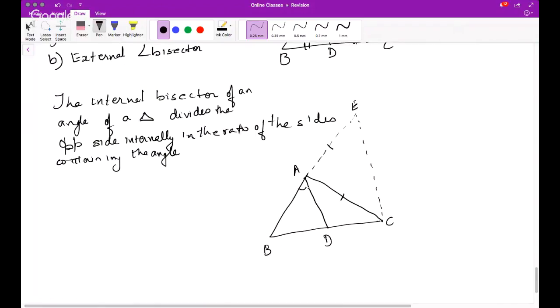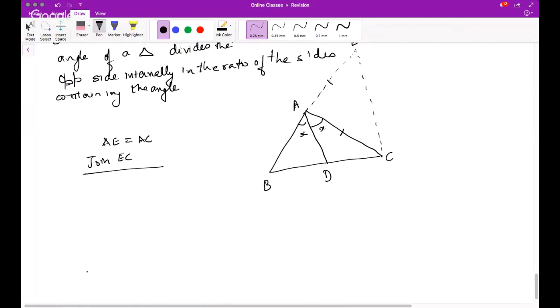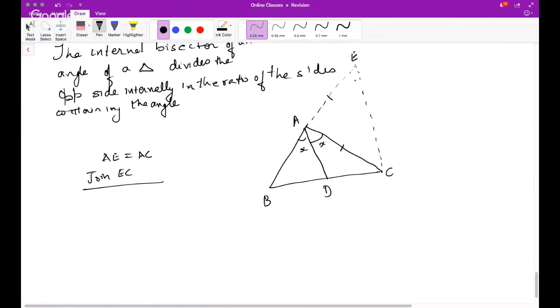Now, it is given that this angle is equal to this angle. So let's say this is X. So this is also X, and we just said that AE is equal to AC, and we join EC. Okay. Now, what next? So basically, now if you see that AE is equal to AC, we can say that this angle will be equal to this angle. Let's say this is Y. This is Y. Why? Because both are opposite angles to equal sides in an isosceles triangle. Y. Correct. Now, what next?